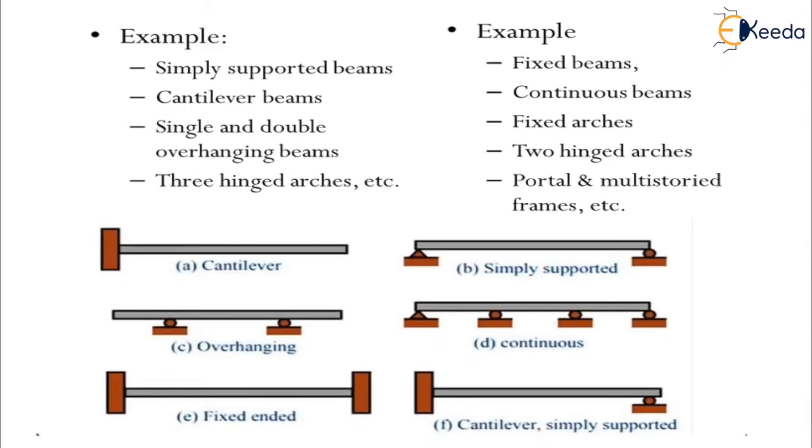The cantilever beam has three reactions. Simply supported beams also have three reactions. Overhanging beams have three reactions. The continuous beams over here have more than three reactions. Fixed beams, cantilever and simply supported beam, all these have more than three reactions and it comes under indeterminate structures.